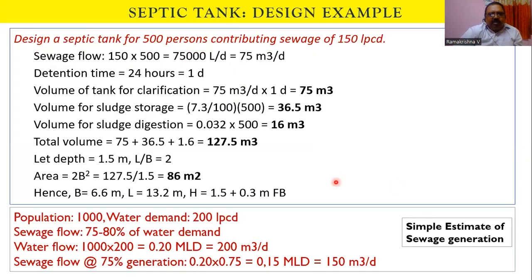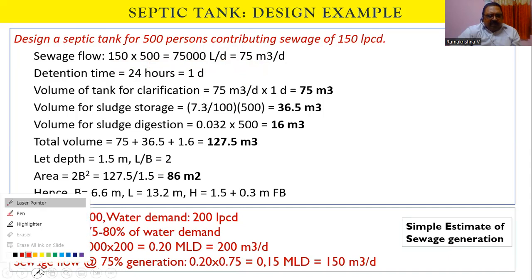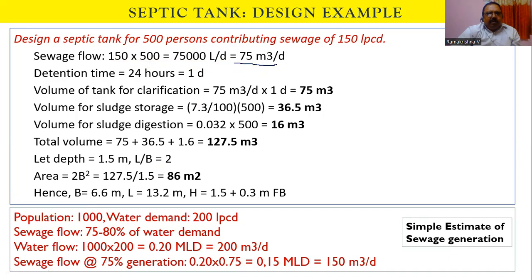Now we take a small example. Instead of taking the peak flow, we normally go for empirical estimation of the sewage generation for a septic tank. Design a septic tank for 500 persons contributing sewage of 150 LPCD. Sewage flow we calculate as 150 times 500, which is 75,000 liters per day, equal to 75 meter cube per day.